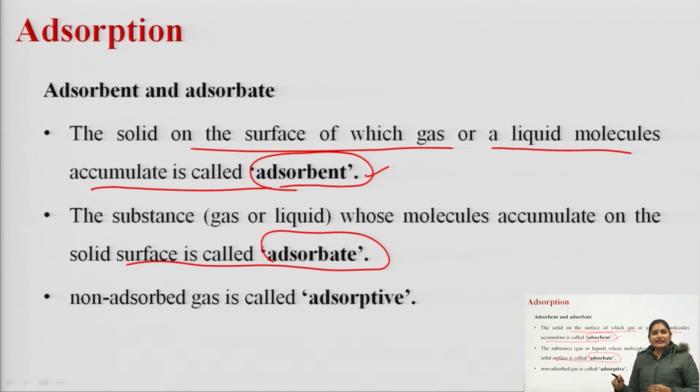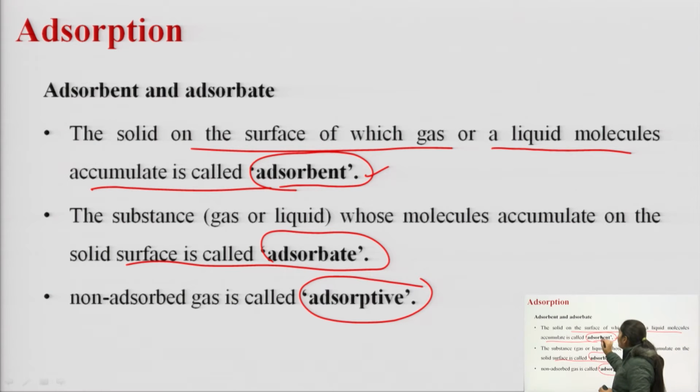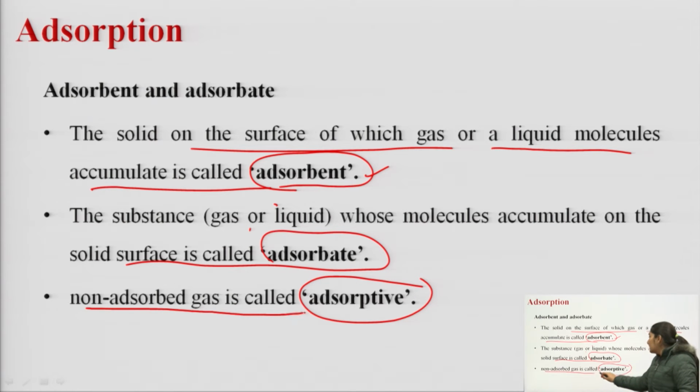There are three different terms: adsorbent, adsorbate and adsorptive. The adsorbent is the solid on the surface of which a gas or a liquid molecule accumulates. The adsorbate is the substance, whether gas or liquid, whose molecules accumulate on the solid surface. And the non adsorbed gas is called the adsorptive.